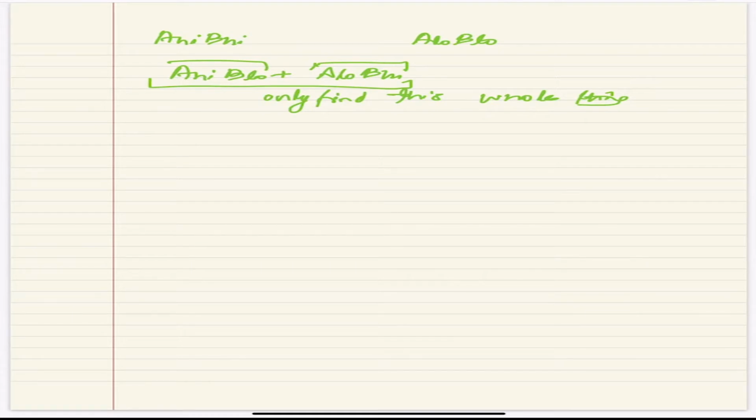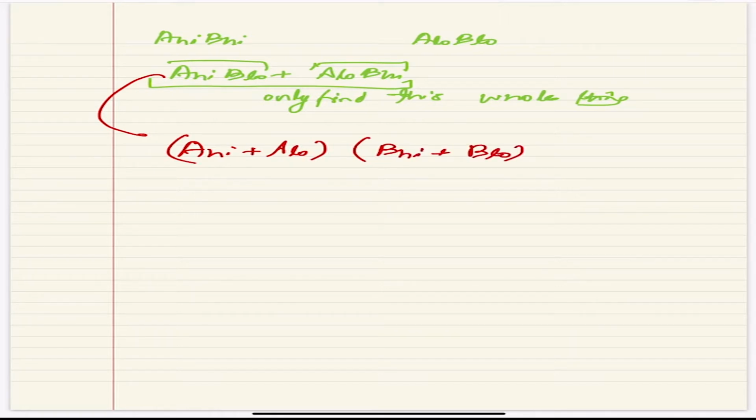So let's think. Remember, how did this term come? AHI BLO plus ALO BHI. We were multiplying AHI plus ALO with BHI plus BLO. So this is nothing but AHI plus ALO times BHI plus BLO. And there were 3 other terms, so minus AHI BHI minus ALO BLO. And that is exactly this term. That's how it came.